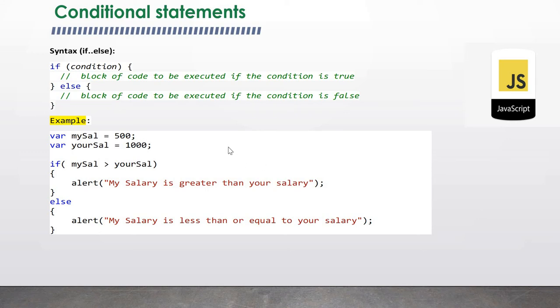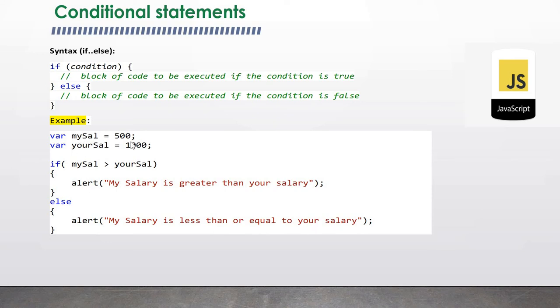Okay, example. So here I have a variable, var mySell, and there is also userSell. There are two variables assigned. One is mySell is 500 and userSell, like a salary, is 1000. So I'm saying if mySell is greater than userSell, then I would say alert my salary is greater than your salary. Else, if the condition is false, alert my salary is less than or equal to your salary.